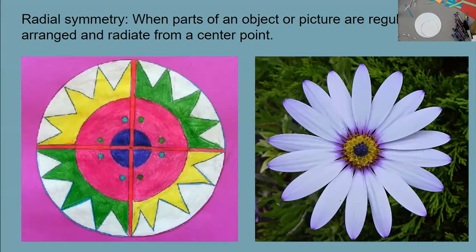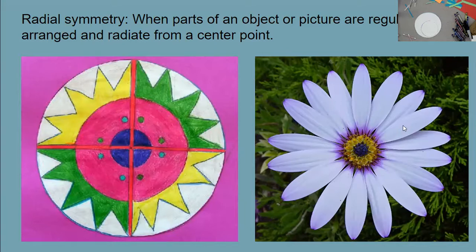Now, radial symmetry, which is another thing that we're going to be looking at, these are two really great examples of radial symmetry. You can find radial symmetry in nature, like in this flower, and you can find radial symmetry in things that are made by people. So, radial symmetry means when the parts of an object or a picture are regularly arranged and come out from the center point or radiate out from the center point. So we see here, this is the center point of the flower, and we see how all these little things start to radiate or come out from the center. You can really see that in the petals.